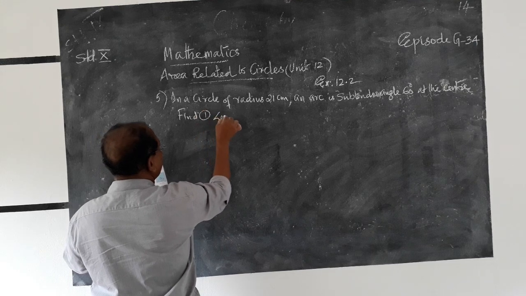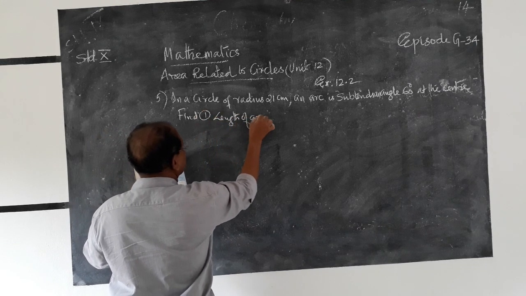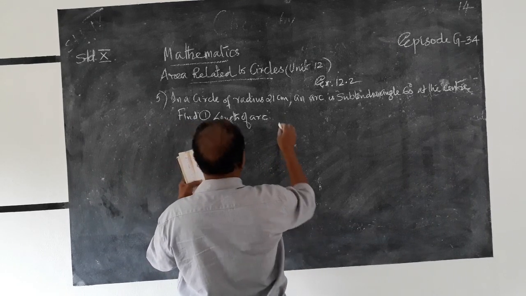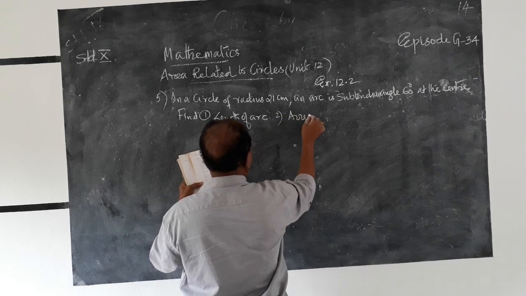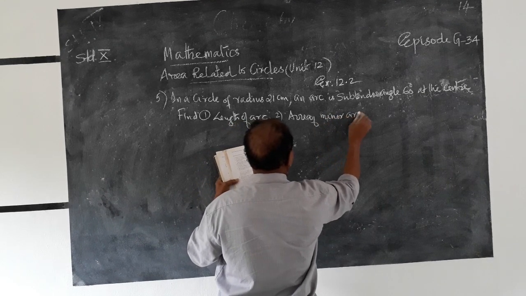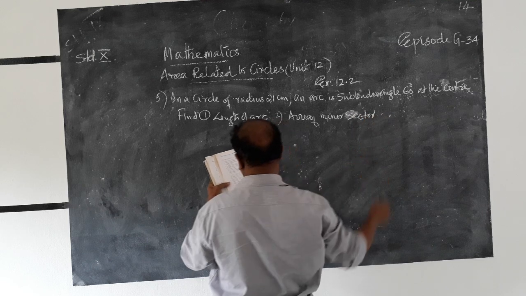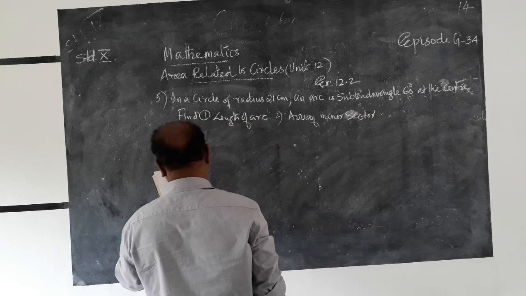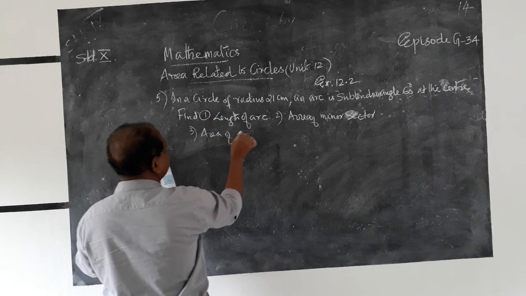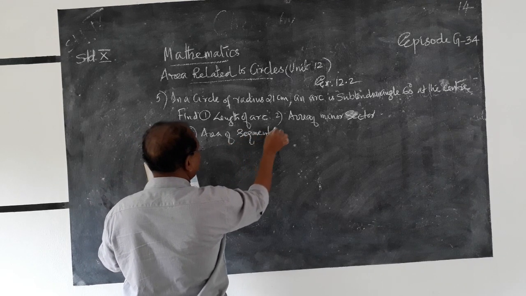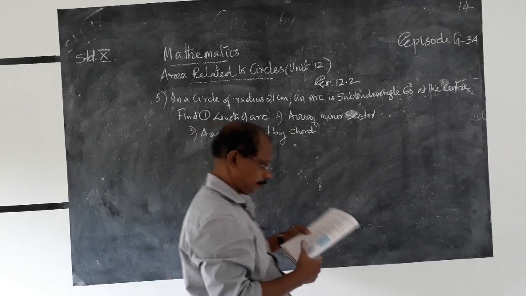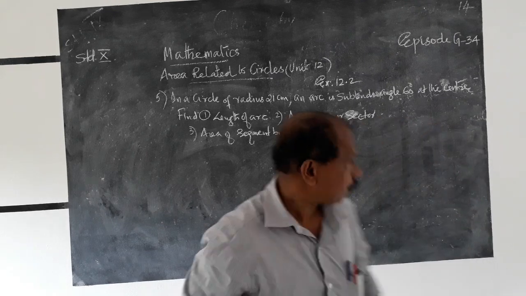Question number 1, length of arc. 2, area of minor sector. 3, area of segment by whole. Okay.